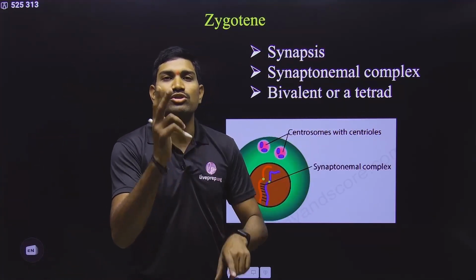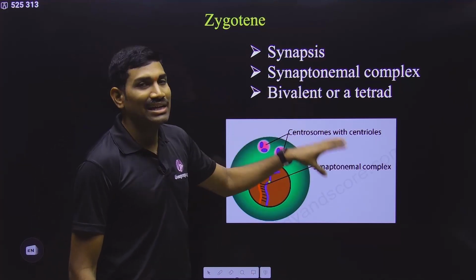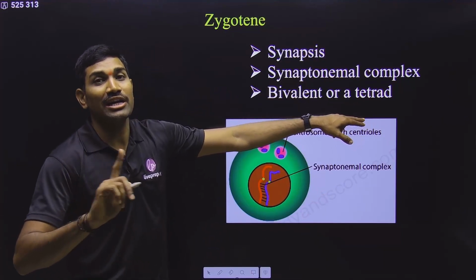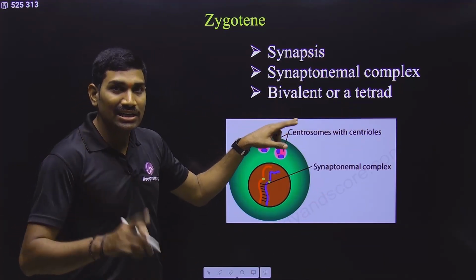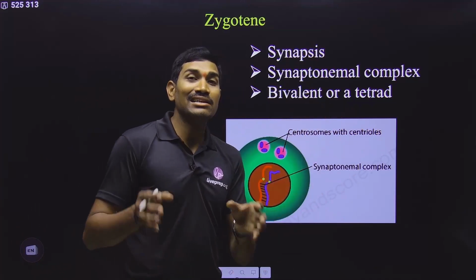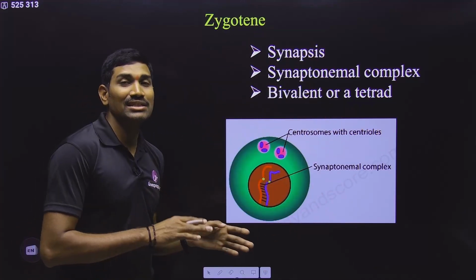Overall how many chromosomes? 2 chromosomes. That's why it is called bivalent. So that's why bivalent or tetrad condition. Tetrad is a condition, not a tetrad chromosome. Bivalent is a condition. I will tell you all these things. Observe carefully. So bivalent or tetrad condition is first seen in the zygotene.